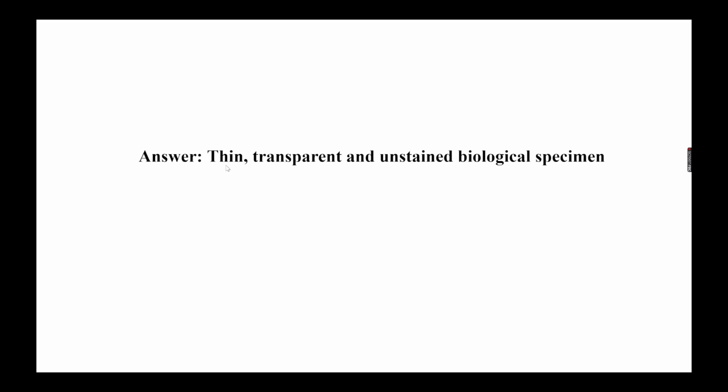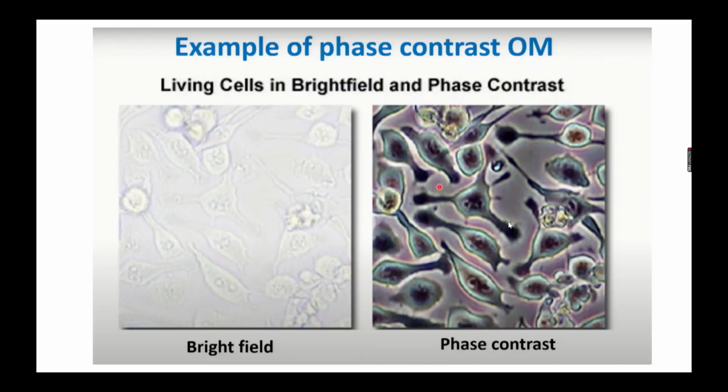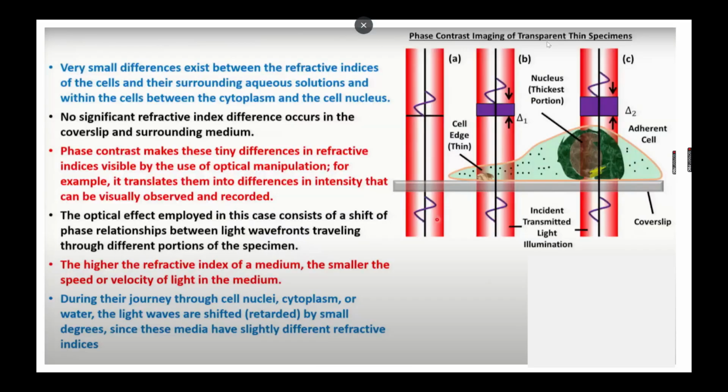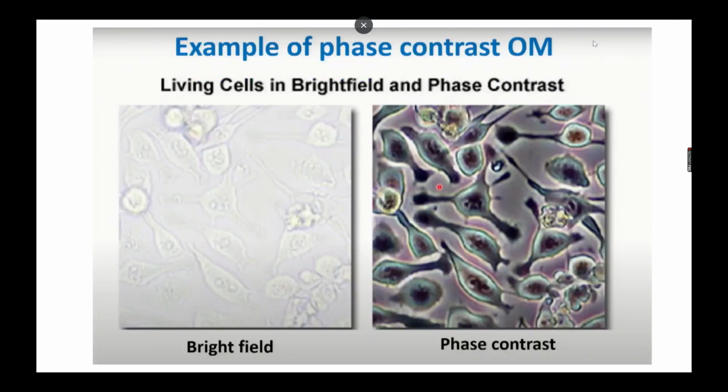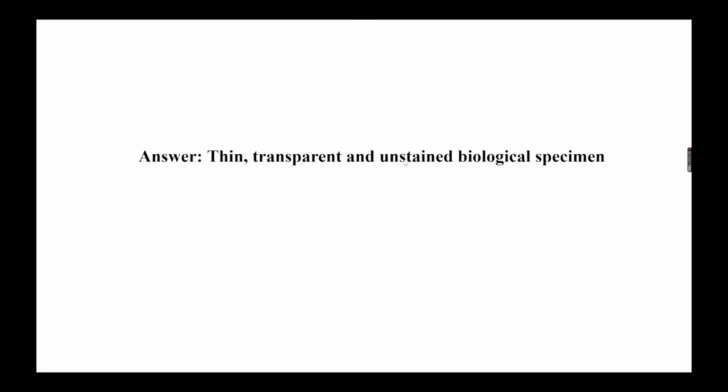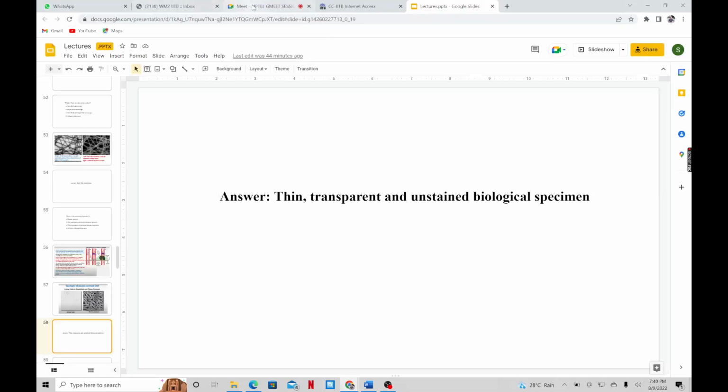So here the answer will be thin, transparent and unstained biological samples. Here you can see the phase image of a transparent thin specimen. Phase contrast microscopy can be used here, and you don't need to stain your cells or tissues.